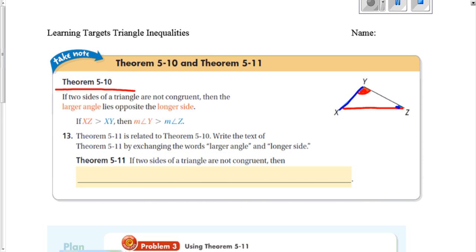So if I tell you that side XZ is bigger than side XY, the red is bigger than the blue, that side is bigger than that side, then we can conclude the angle opposite XZ, so angle Y, is also going to be bigger than angle Z down here. So the longer side lies across from the larger angle, and the smallest from the smallest, vice versa. We can also say that if two sides of a triangle are not congruent, then the opposite is true: the longer side is across from the largest angle.